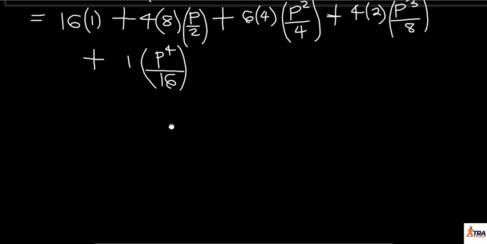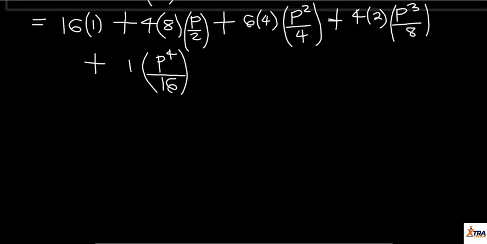From here now, I can break it down. I have 16 times 1 is 16. Plus 4 times 8 here giving me 32. 32 divided by 2, I have 16p.